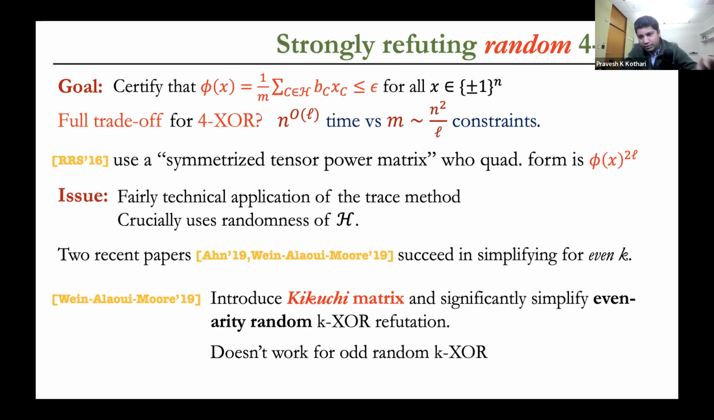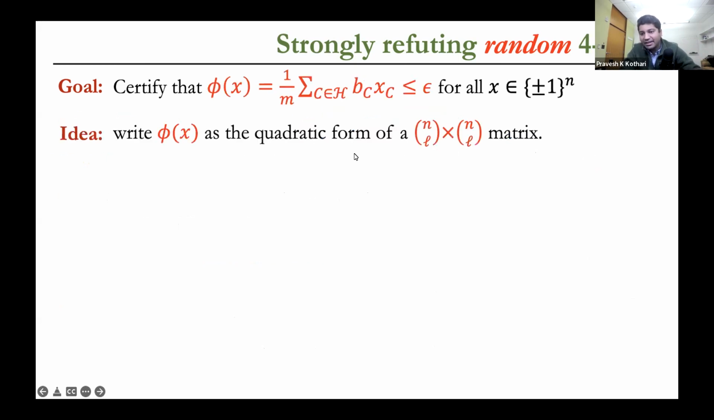I'll soon show you how to fix it, okay? But because the idea is so neat, I'm going to tell you about it. I can again write it down completely in a slide. So what's the idea? The idea is again to write phi of x as a quadratic form, okay?